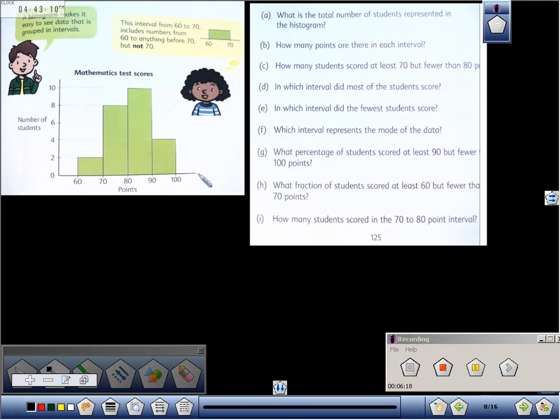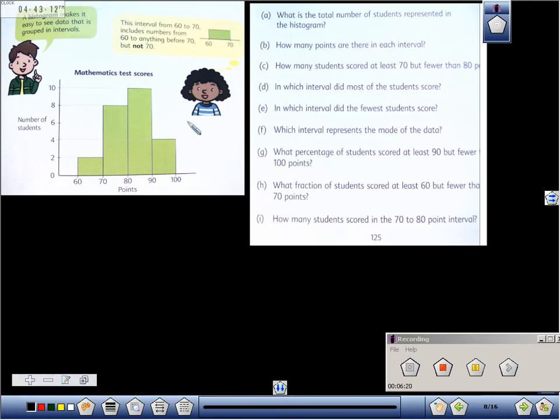Here you see the histogram again. Let's answer some of these questions so we can see how the histogram actually works. It says, what is the total number of students represented in the histogram? Well, this one is 2, this one is 8, this one is 10, and this one is 4. If we add those up, 10 plus 8 is 18, 19, 20, 24. So the answer here would be 24.